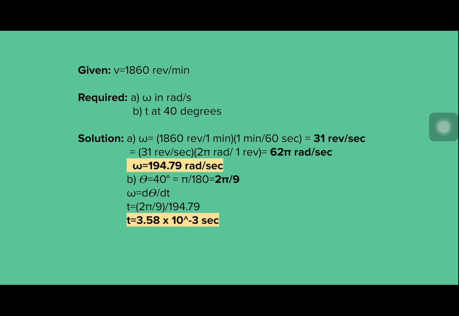Next we have to look for time. We're given 40 degrees. The first thing we do is multiply it by pi over 180, which gives you radians instead of degrees, which is 2 pi over 9. Next, we have our formula for angular velocity, d theta over dt. If we manipulate that a bit, we get our formula for time, and we can plug in everything we already have. So we have 2 pi over 9 divided by 194.79, which gives you a time of 3.58 times 10 to the negative 3 seconds.